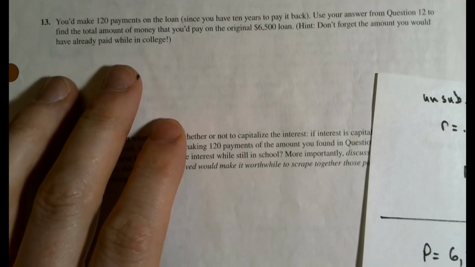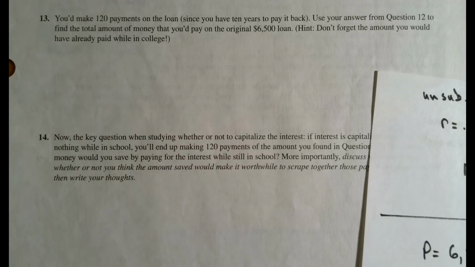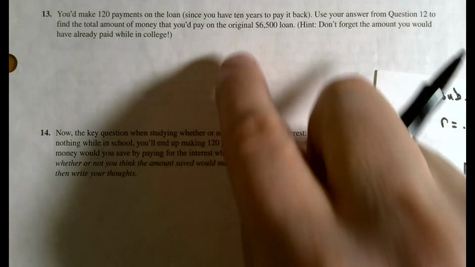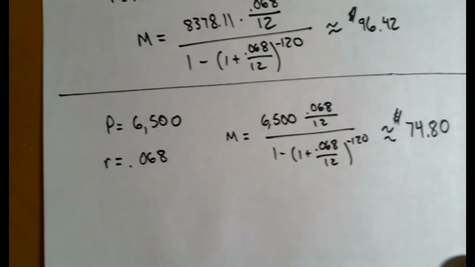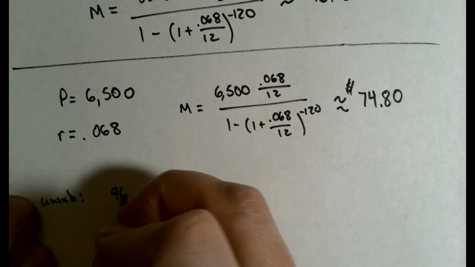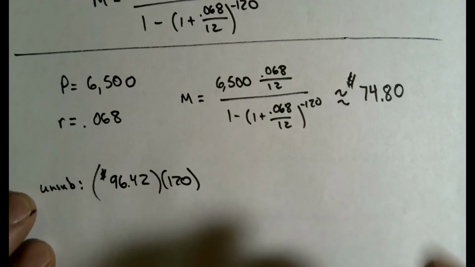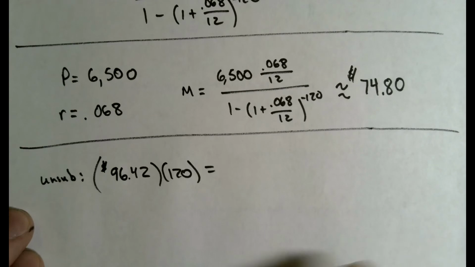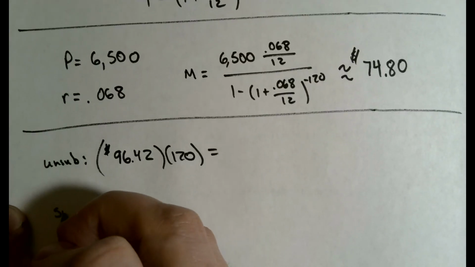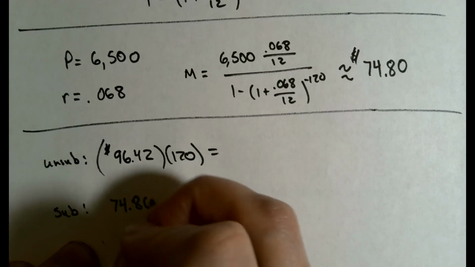So question 13 says, well, you'd make 120 payments on this loan. It takes you 10 years to do it. So let's find out how much we pay on the original 6,500 in both cases. So I'm going to do both of these questions at the same time. For the unsubsidized loan, those monthly payments were $96.42, and we're going to make 120 of those. This is going to be the total amount of money we would pay for the unsubsidized loan, or the interest not capitalized. Here, the subsidized loan, this is where someone paid that interest for us.